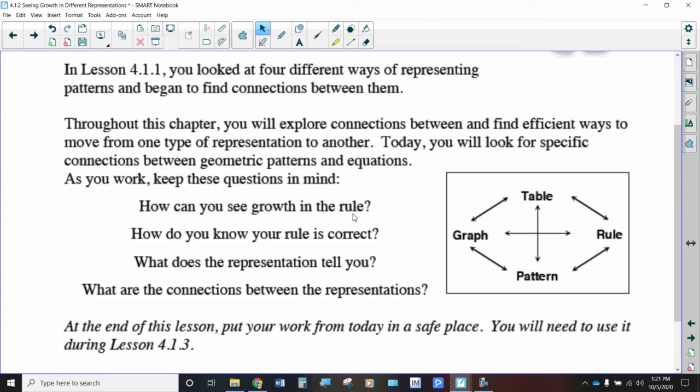How can you see growth in the rule? How do you know your rule is correct? What does the representation tell you, and what are the connections between these representations? So we'll refer back to this diagram multiple times.